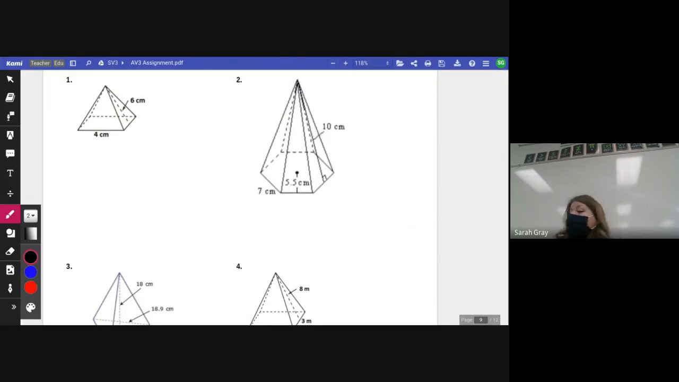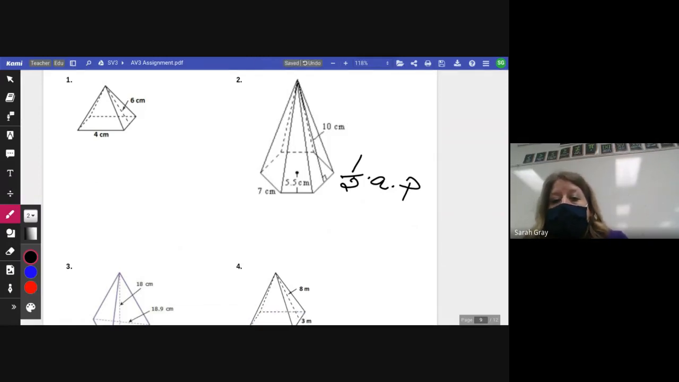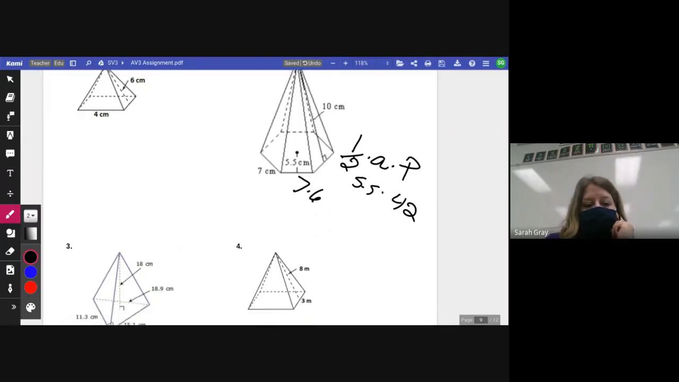We do have one right here where you're going to have to find the area of a hexagon, but most of the information is there for you. It's just 1/2 times apothem times perimeter. They gave you the apothem, it was 5.5, and they gave you the side length of 7, so we can figure out the perimeter. 7 times 6, perimeter is 42. So all of your info is there. You just have to work it a little bit.